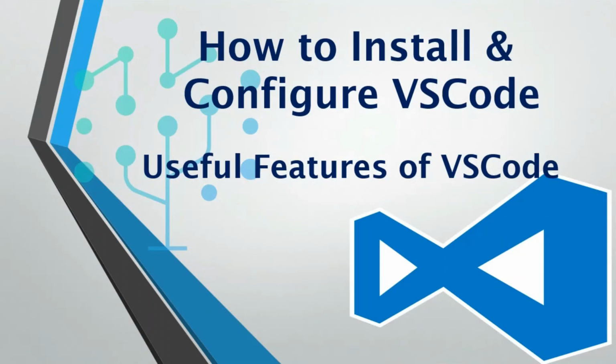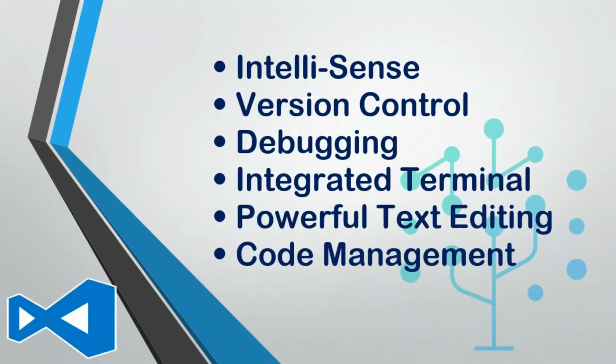Today we are going to install and configure VS Code, which is a powerful and open source editor by Microsoft. Let's just get familiar with it and see its features first. There are many features which make VS Code a useful tool for programming. Some of them are its capability to predict and suggest syntax and available parameters, called IntelliSense, its built-in GitHub version control capabilities, a useful debugging feature, integrated terminal, its powerful editing capabilities, and code management. We will discuss each of them in depth in this video.